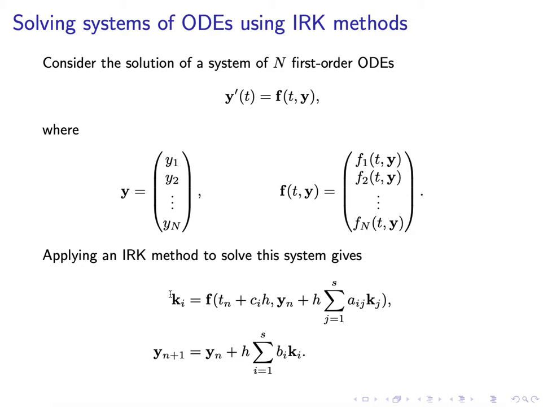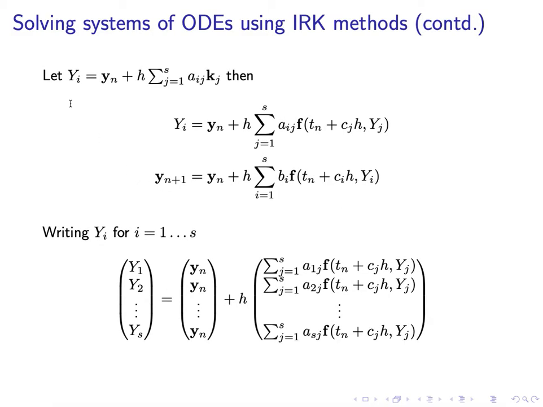Okay, so now we move on to looking at solving systems of ODEs using implicit Runge-Kutta methods. If we're presented with a system of ODEs, y is a vector, f is a vector of functions, and the arguments of the functions are the t value, which is the independent variable, and the vector y. You can see the vectors y and f of t, y defined here, and this is the vector form of an IRK method.